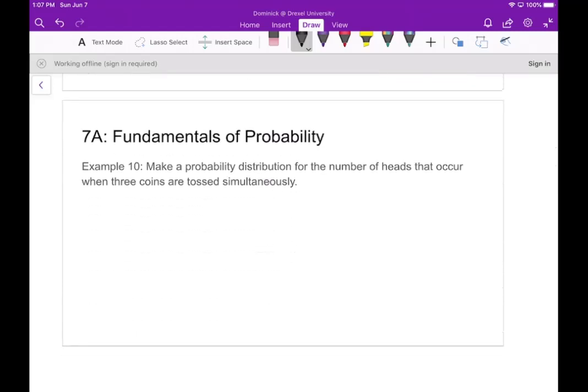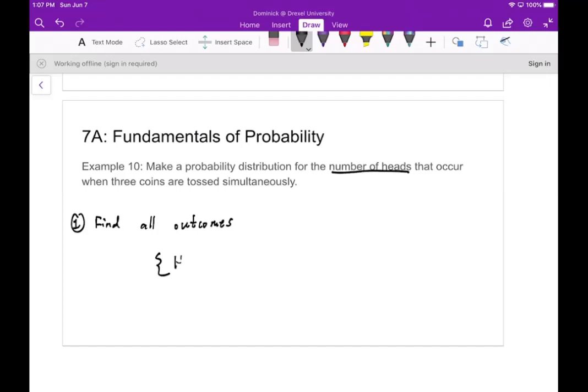So now let's make a probability distribution for the number of heads, that's going to be the event that we're interested in, that occur when 3 coins are tossed simultaneously. So again, first, we need to find all outcomes. And of course, all the outcomes for this are going to be the same as the boy-girl scenario, except replace boy and girl with heads and tails.